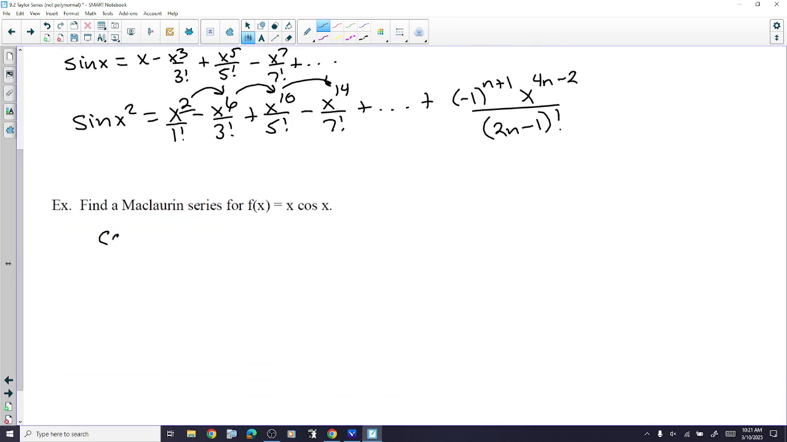On this one, let's start out with cosine. Cosine is even. So 1 minus x squared over 2 factorial, x to the fourth over 4 factorial, x to the sixth over 6 factorial. Remembering that this alternates.